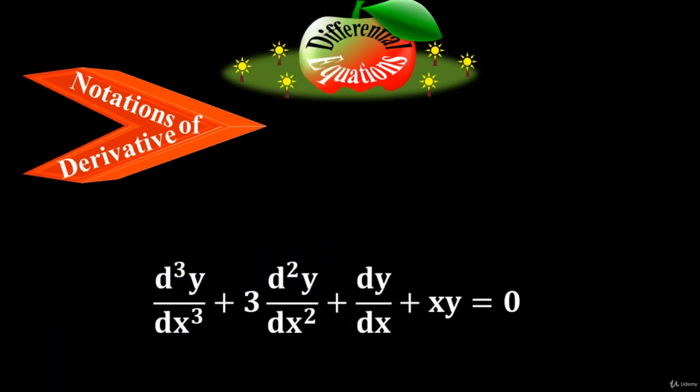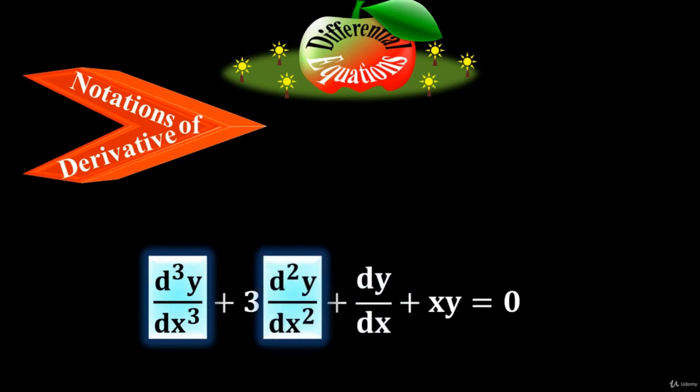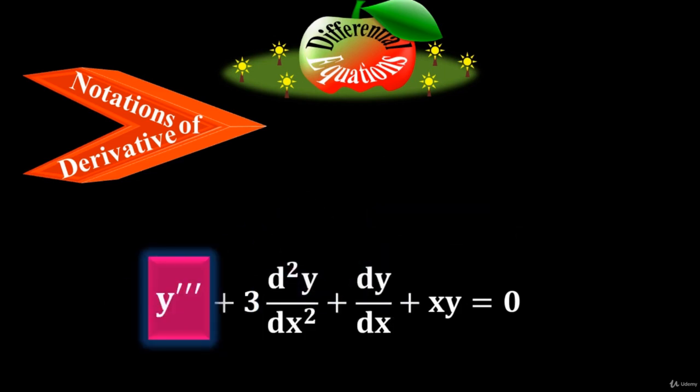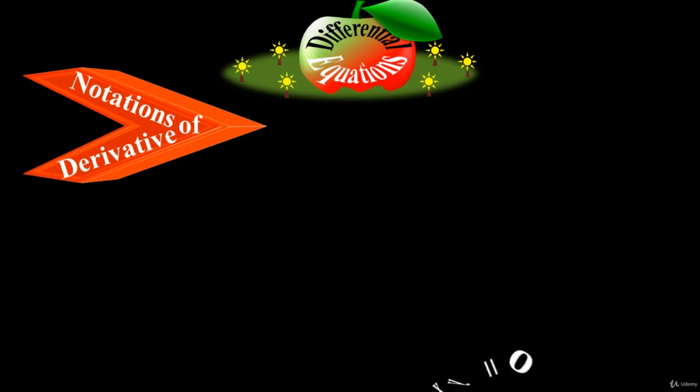These were just different notations for derivative terms. You can use any notation, it's up to you. But normally we use d cube y over dx cube, d square y over dx square, and dy over dx. Sometimes you may face Lagrange's notations y triple prime, y double prime, and y prime at some places. These two are the common notations that you're gonna come across.